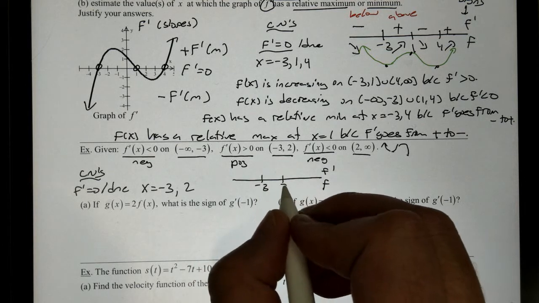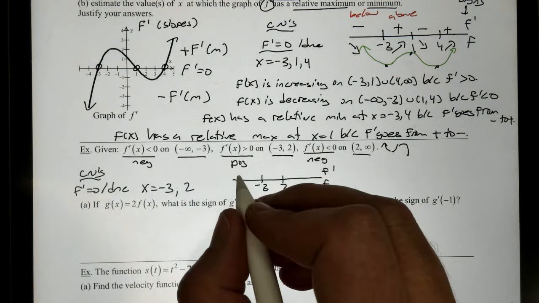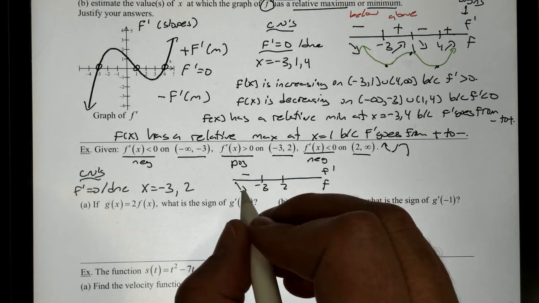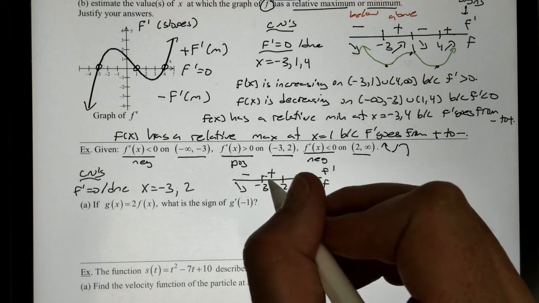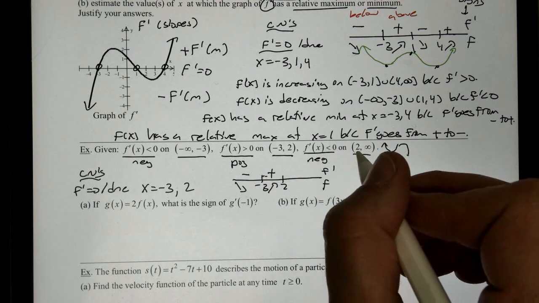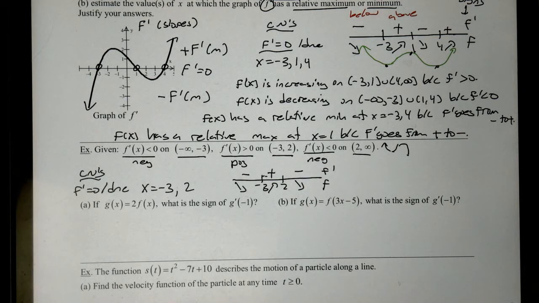negative 3 and 2, and they told me the signs were negative before negative 3, so we're going down. Between negative 3 and 2, where slope is positive, we're going up, and from 2 to infinity, it's negative, it's going down. And now let's ask the question. Ready?